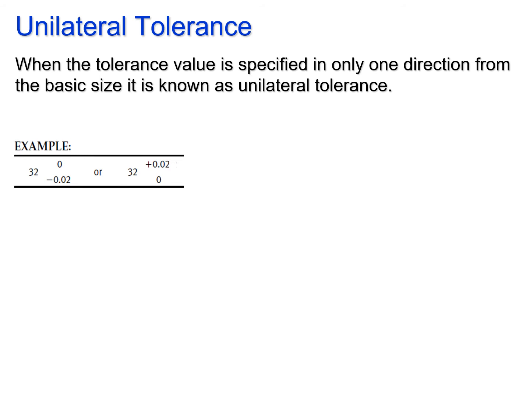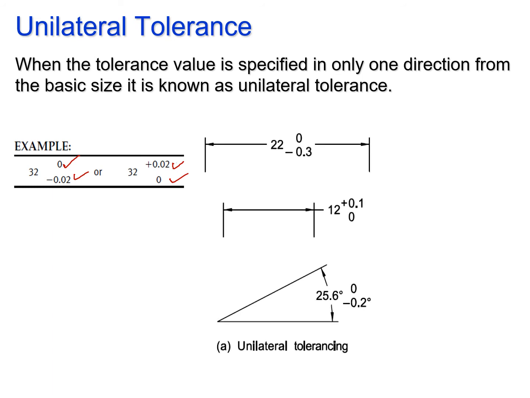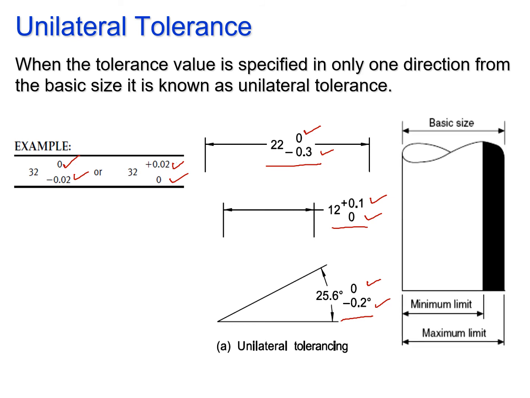For example, if you see here 32, then the upper limit is 0 and the lower limit is minus 0.02. In this case, the upper limit is plus 0.02 and the lower limit is 0. Similarly, you can see from these dimensions right here, the tolerance is only in one direction. For example, here the plus is 0, the negative has some value. Here the plus is 0.1, the negative is 0, and here the plus is 0 and the negative is 0.2. Similarly, we have one basic size, and that basic size will either have a minimum limit if the tolerance is negative, or a maximum limit if the tolerance is a positive value, just like this.